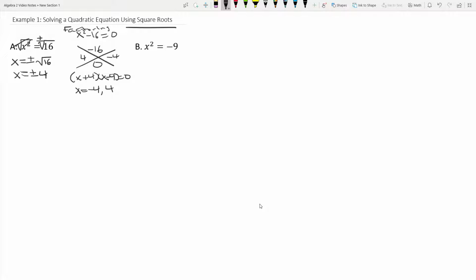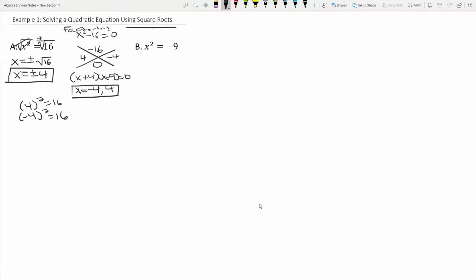Again, the reason we include the plus or minus is because 4 squared is 16, but -4 squared is also 16. So that's why we have both answers. Notice we get the same answer whether we use factoring or square roots. In this case, it's easier to just use the square root property because it's only one step.